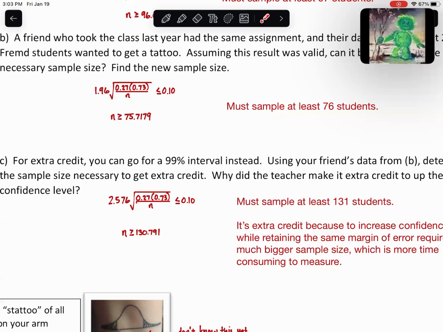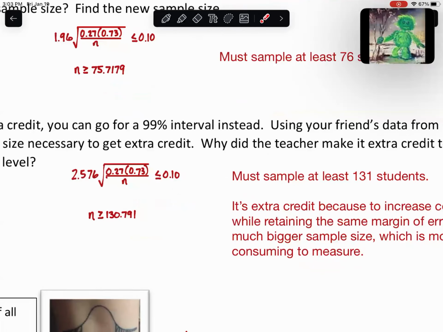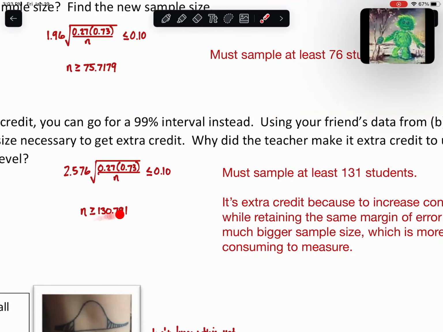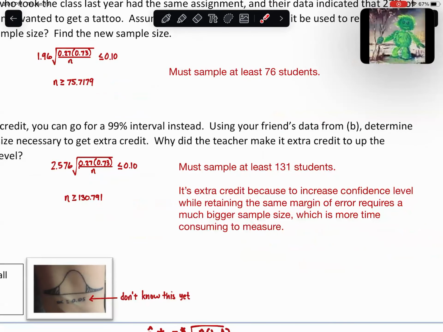And then you work through the same algebra as before. Make sure you're trying the algebra. Make sure you get to the same place that I did. And now we need a sample of at least 131. And that's why it would maybe be an extra credit, because you have to get a bigger sample size. It's more time consuming. Okay.